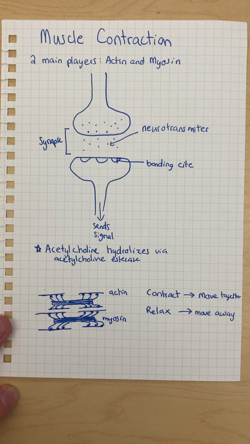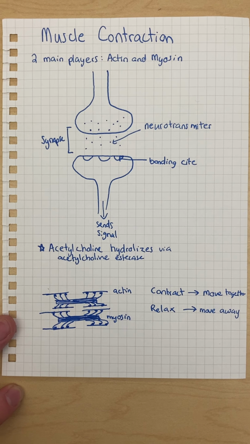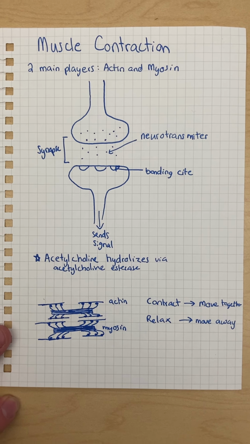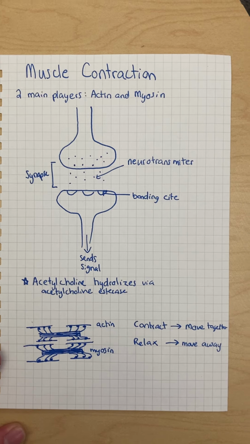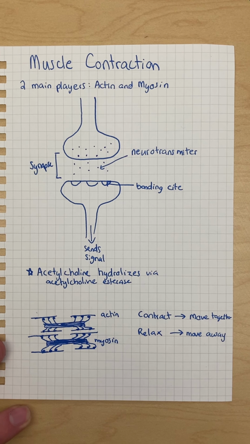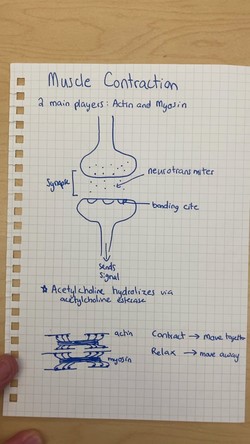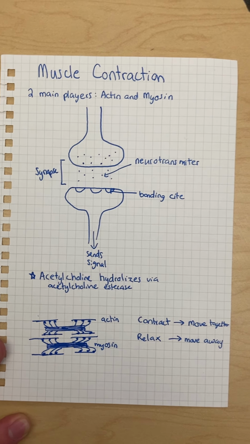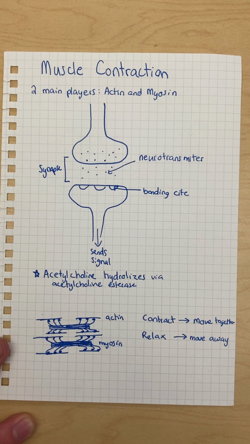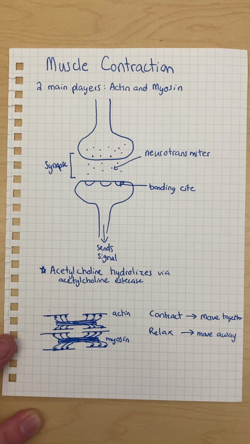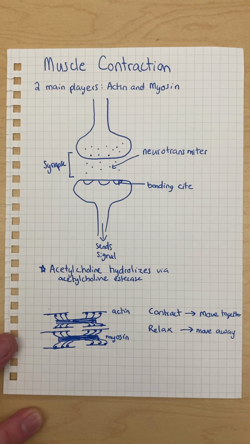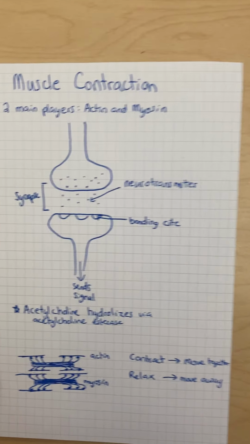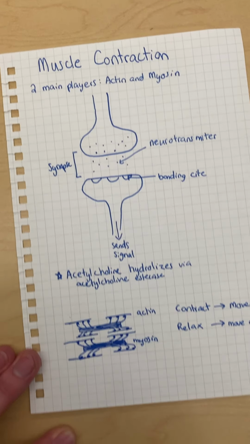Acetylcholine hydrolyzes via acetylcholine esterase, which keeps this whole system running. If that was blocked, I think Dr. Savage talked about this with you guys, if that system was blocked, then that can be used as like a bioweapon to keep your muscles contracted and stiff, and it can be very dangerous. So yeah, we're grateful for acetylcholine esterase.